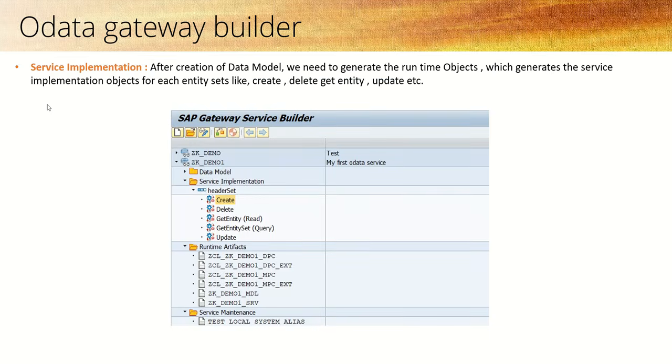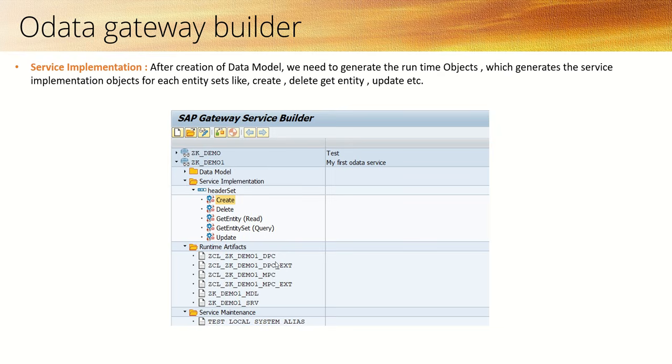Now next is service implementation. After creating the data types in the data model, we have to generate the runtime artifacts. When we generate the runtime artifacts, for each entity set, there are different operations like create, delete, basically CRUD operations. And after service implementation, in runtime artifacts here, we can see the system creates different classes. We will see this in detail in the practical.